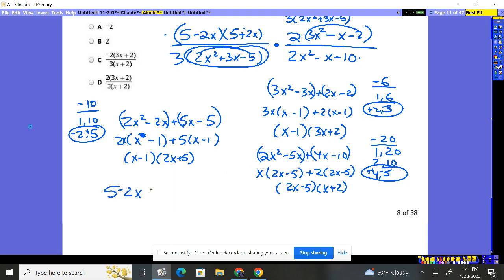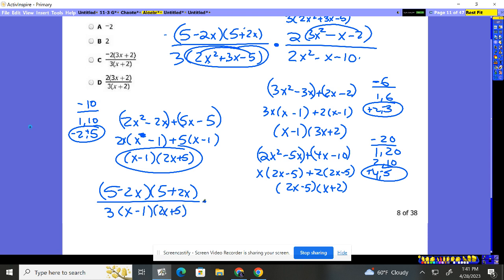It's a 5 minus 2x, 5 plus 2x, over, this is a 3. And then what did this guy break down to? It broke down to this, x minus 1, 2x plus 5, times. All right, this is a 2. And then what did it break down to? This 3x minus, it broke down to that, x minus 1, 3x plus 2, over. The bottom simply was a 2x minus 5.